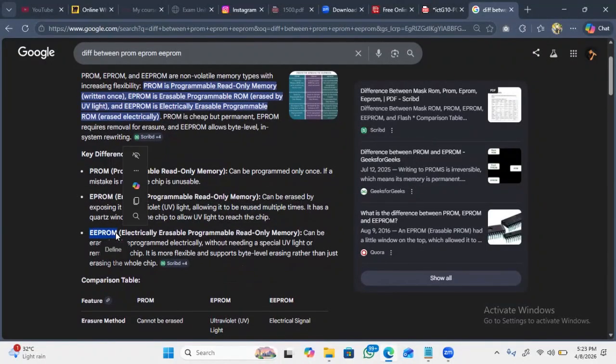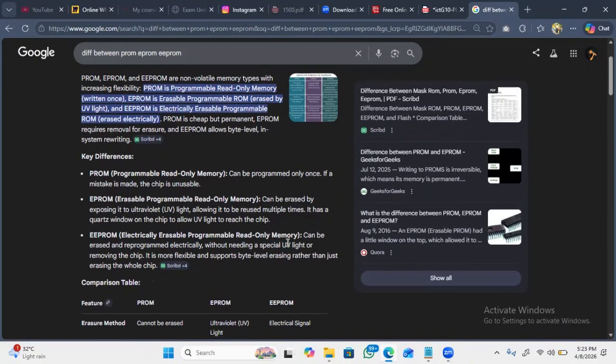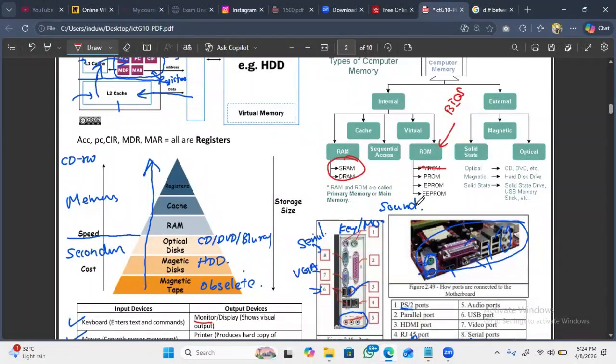And EEPROM, electrically erasable read-only memory, can be erased or reprogrammed electrically without needing UV light. We don't need a UV light. Electrically, you can reprogram the chip. Correct? That is the difference. Nothing big. Okay then, kids.